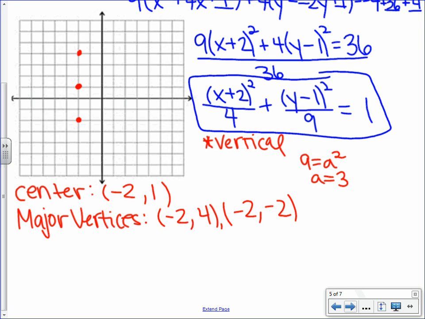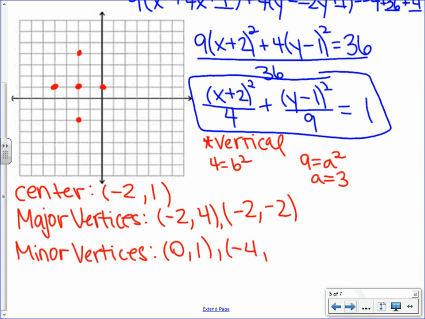Okay. What is our b value? Careful, I try to trick you. Okay, 4 represents b squared, right? So our b value is 2. So since 4 is associated with the x, we're going to move horizontally 2. And I'm going to name these our minor vertices. Remember your book, they aren't going to have these named, but I want you to name them so we get the right shape. Okay? So we moved horizontally, so we have 0, 1, and we have negative 4, 1.